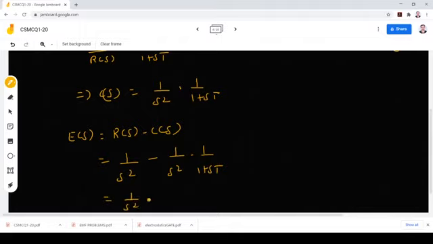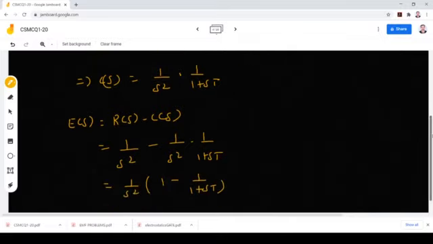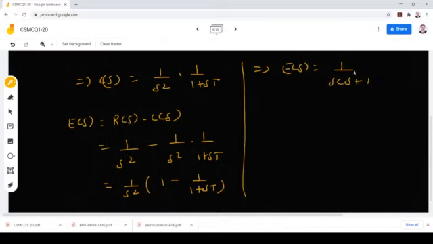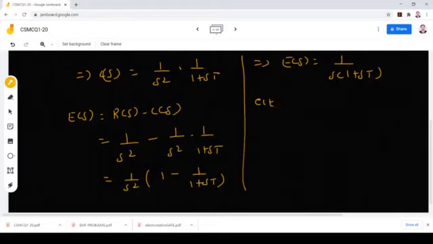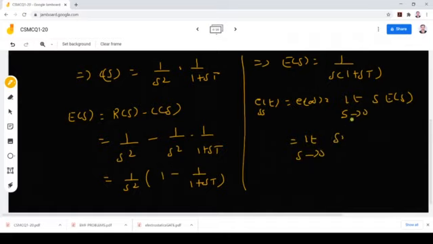If I simplify, 1 by s squared times (1 minus 1 by (1 plus sT)), and simplifying further, E of s is equal to 1 by s into 1 by (1 plus sT). This is the E of s we got. What they ask is the error at time infinity, that is the steady state error e_ss, meaning t tends to infinity. So E of infinity is, as per the Laplace transform final value theorem, limit s tends to 0 of s into E of s. E of s is 1 by s into 1 by (1 plus sT).